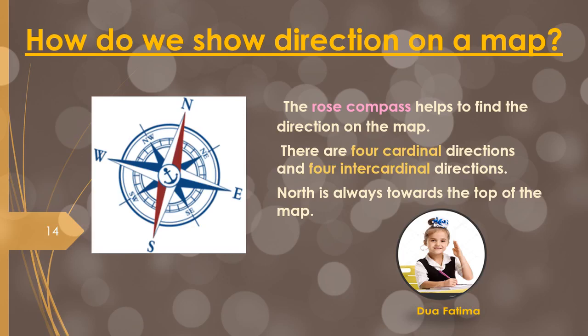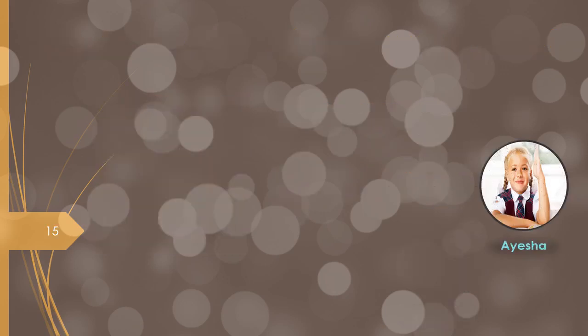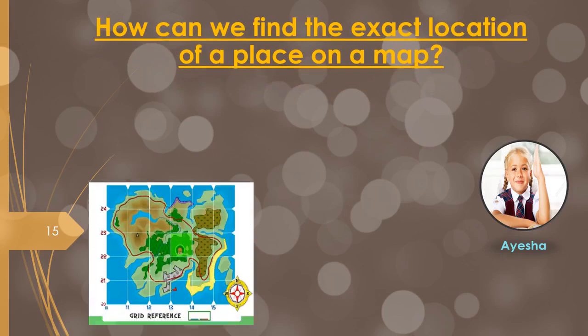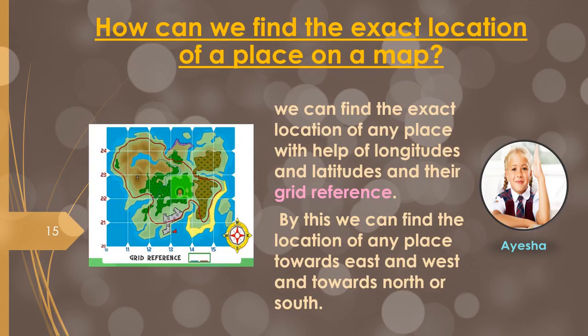The next question is from Eshur. Eshur Beta, are you ready? Should I ask a question? Well, this is my favorite question. How can we find the exact location of a place on a map? Sir, it is very simple. We can find the exact location of any place with the help of longitudes and latitudes and their grid reference. By this, we can find the location of any place towards east and west and towards north or south. Thank you. Lovely answer. You are great.